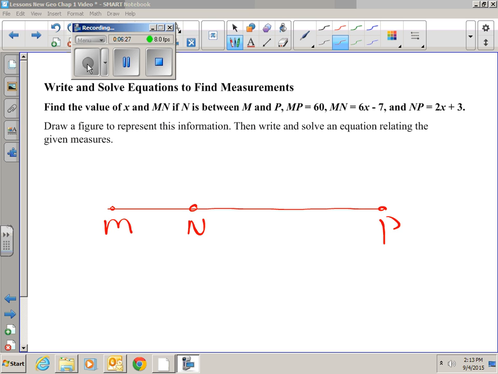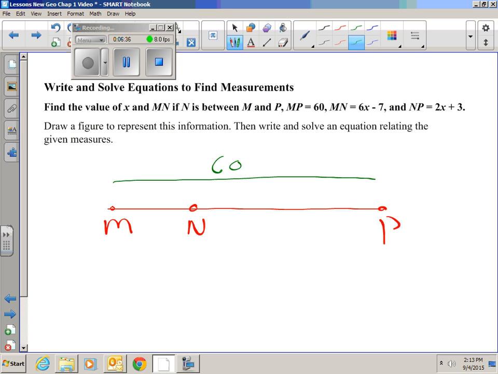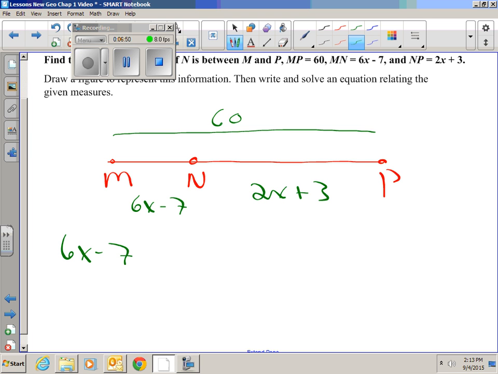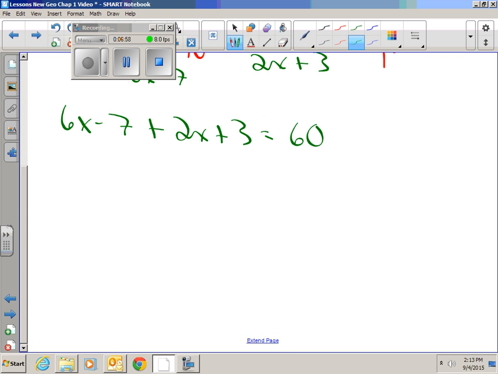I now know that MP has a total length of 60. So this length right here is 60. I know that MN has a length of 6x minus 7. I know that NP is 2x plus 3. Now I can say 6x minus 7 plus 2x plus 3 is equal to 60. I'm going to solve this for x. I know that 6x plus 2x is 8x. Minus 7 plus 3 is minus 4. That's equal to 60. Add 4 to both sides.